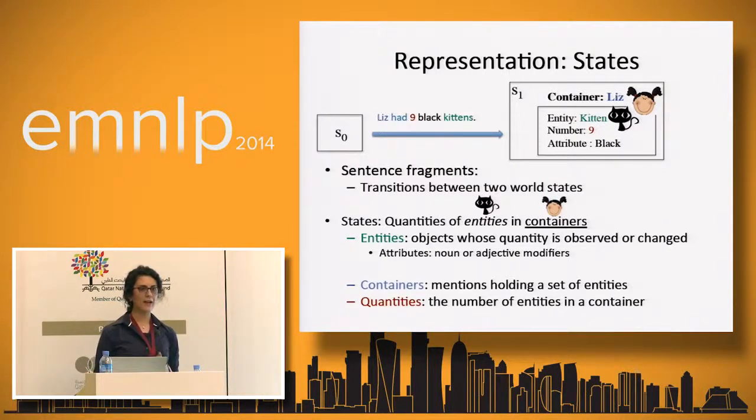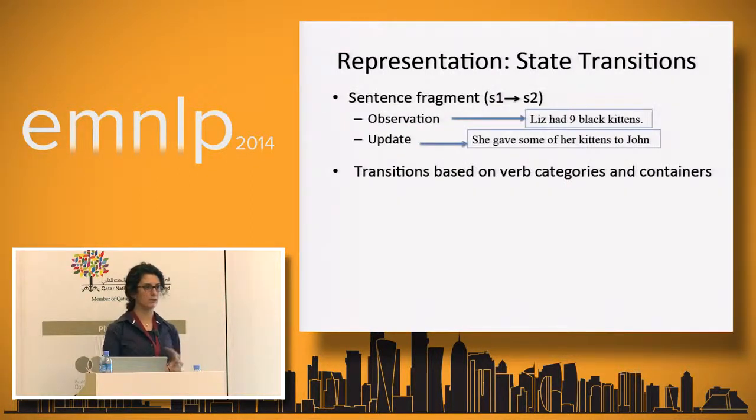And then containers are holders of sets of entities. For example, Liz and John in our particular example. Then sentence fragments show transitions between states. They are either observations that give some elaborations of the world state, like Liz has 9 black kittens, or some updates showing that the quantities are changing in the containers. Like Liz gave some of her kittens to John.